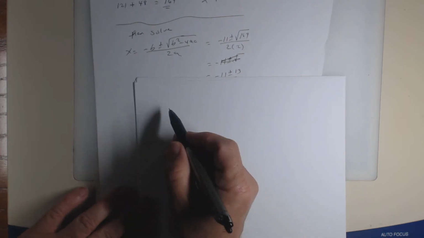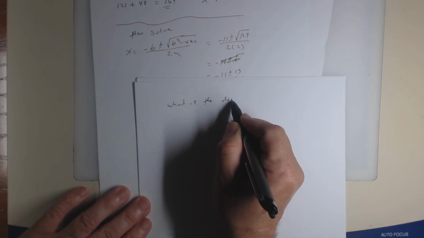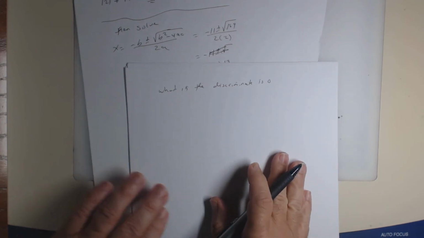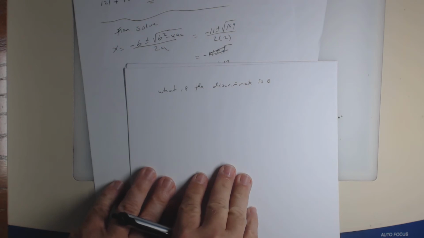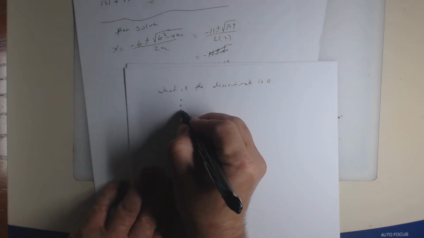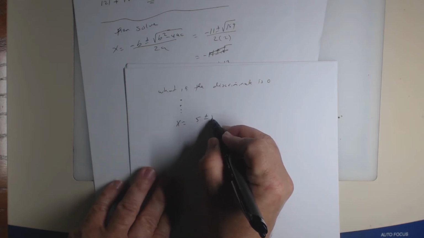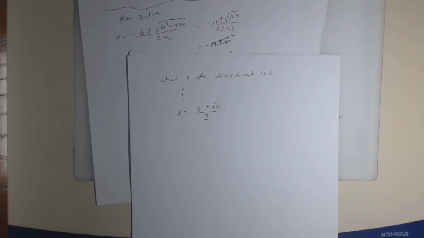What if, and I'm going to write it out right here, what if the discriminant is 0? Let's look at that. So let's suppose I had some kind of equation and I did all this work, whatever that equation is, and I ended up with this: x equals 5 plus or minus the square root of 0 over 3, let's say. I made it up. But the discriminant is what here? 0. Well, what's the square root of 0? 0. Right?